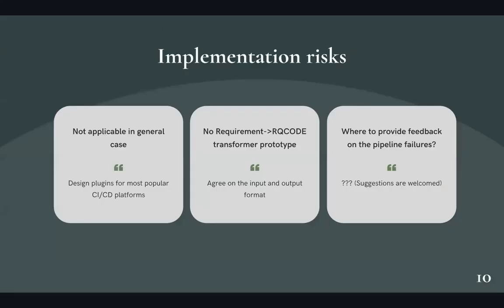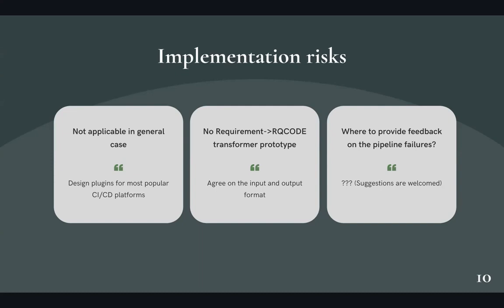Here we observe some risks that we may face. First of all, our pipeline may not be applicable in the general case. For this, we decided to design CI/CD plugins for the most popular CI/CD platforms, for example, GitHub Actions, Jenkins, and CircleCI. The second risk is that currently we do not have the transformer prototype that transforms the requirements into a Java test class. For this, we agreed on the input and output format so that we do not stop our work for the prototype.